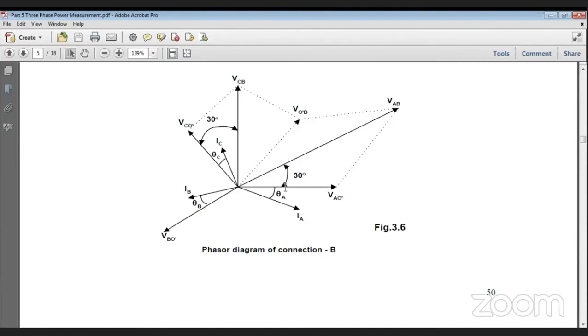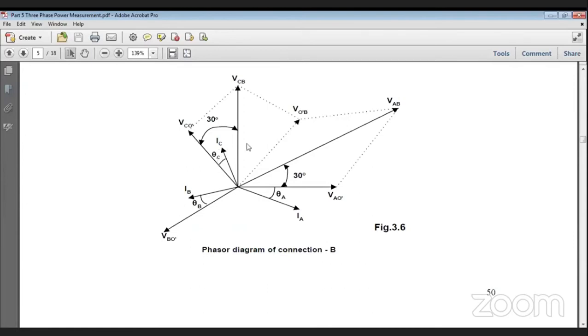What is the reading of W2? This is VCB, that's the line voltage. And what is the current? IC. Then what is the cosine of the angle between these two? That is this one, that means 30 minus theta C.